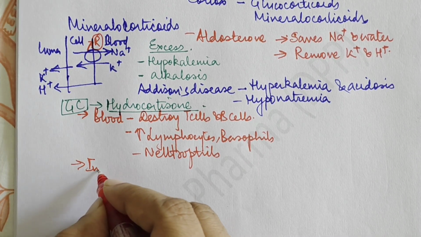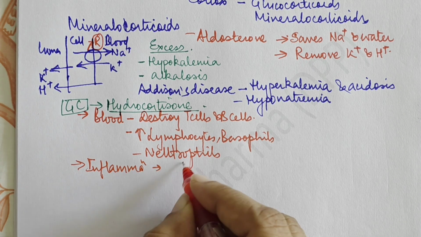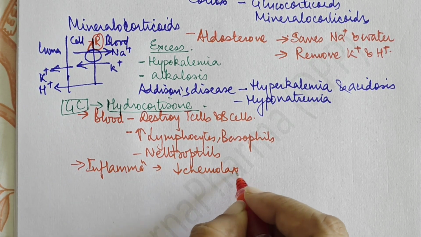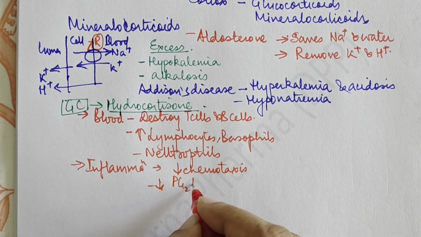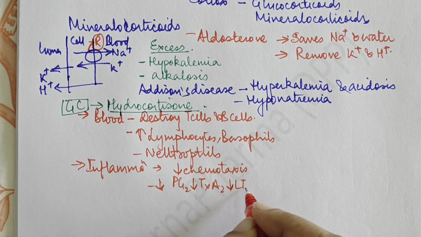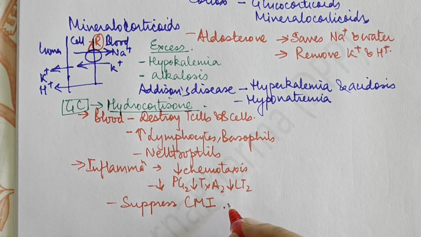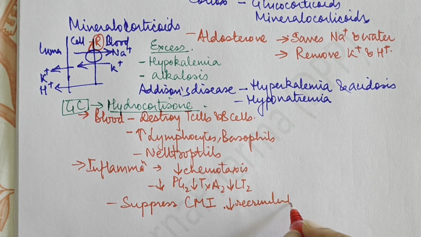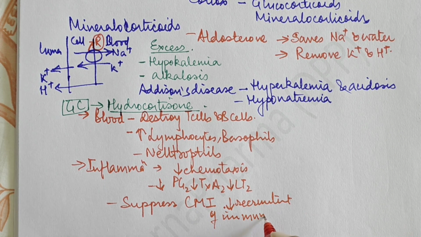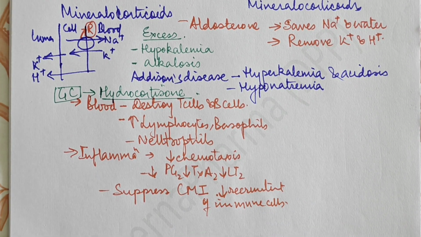Then what is the action on inflammation and immunity? It basically reduces the chemotaxis. It is anti-inflammatory. Okay, reduces the mediators, prostaglandin, thromboxane A2, reduces leukotrienes. Then it also suppresses cell-mediated immunity, right? So it reduces the recruitment of immune cells, right? So that is the effect on blood.